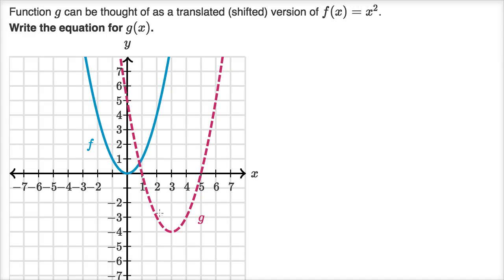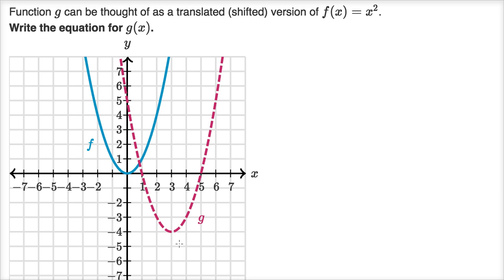Function g, which we have here in this magenta dotted line, or this red dotted line, can be thought of as a translated or shifted version of f of x is equal to x squared. So f of x is in this bluish color. Write the equation for g of x. I encourage you to pause the video and see if you can write the equation of g of x, which is a shifted or translated version of f of x. All right, now let's work through this together.